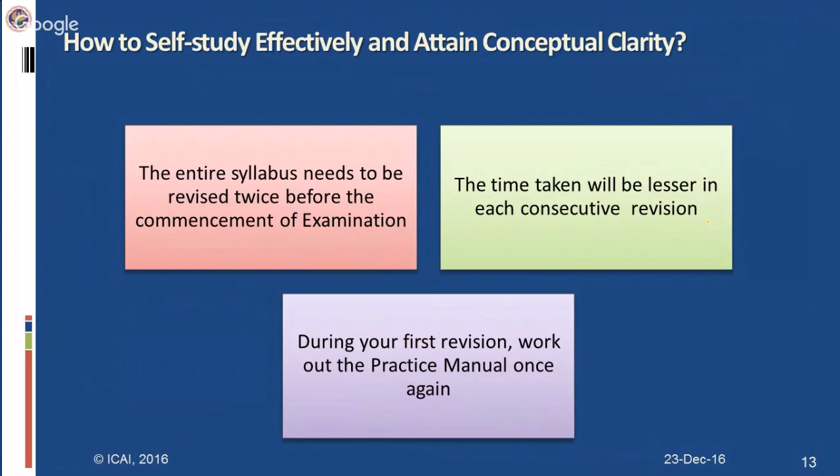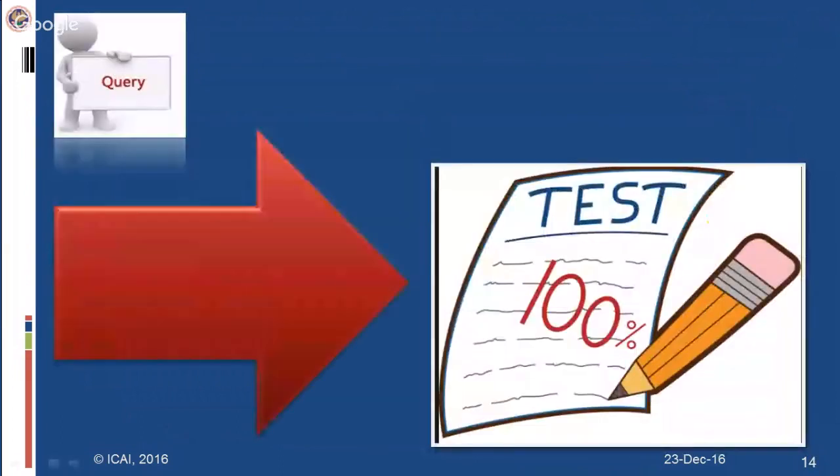If you're able to work out all the questions correctly, it's well and good. Suppose you've not been able to work them out correctly, then somewhere you've not understood the concepts clearly. So go back and revisit those topics once again. So this is the way you proceed to study.